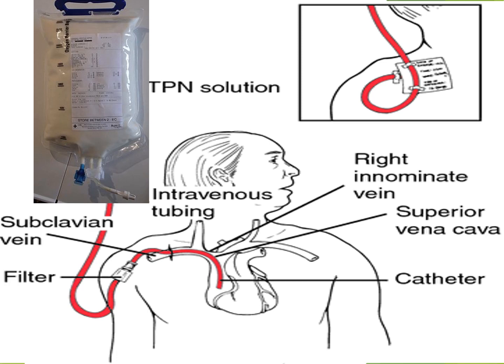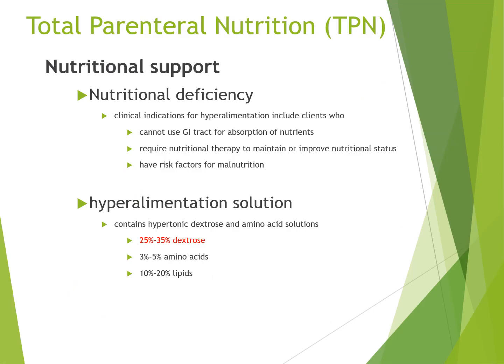This, of course, shows the TPN solution, and how it goes in: the subclavian vein, the filter, the right innominate vein, the superior vena cava, the catheter. That's an example of TPN solution mixed with whatever the doctor orders, vitamins, protein, and so forth. TPN provides nutritional support. Clinical indications for hyperalimentation include clients who cannot use the GI tract for absorption of nutrients, require nutritional therapy to maintain or improve their nutritional status, and have high risk for malnutrition.